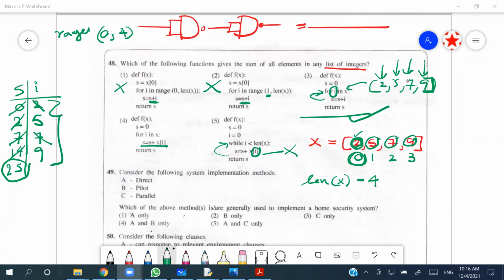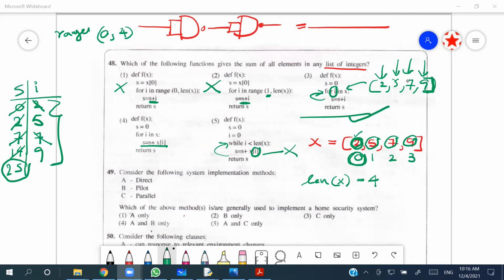Okay, moving to the 49th. Consider the following statement implementation method. Direct, pilot, and parallel. Which of the above methods are generally used to implement a home security system? Now, a home security system is kind of a security system, right? So we can use the direct implementation. We take out the older one, we fix the new one.